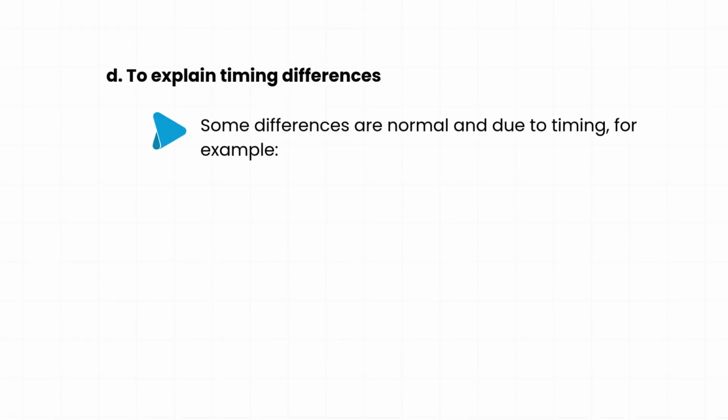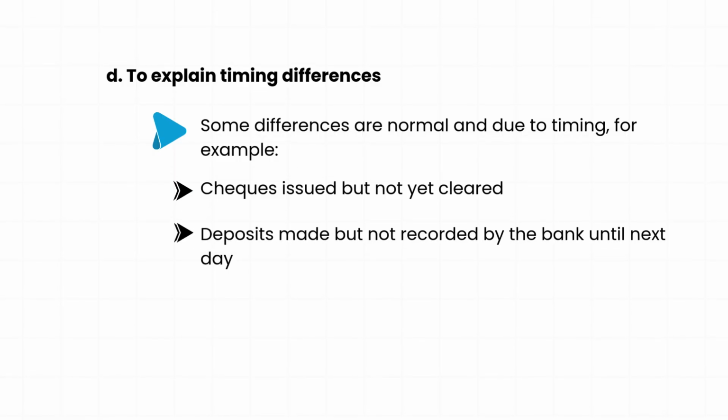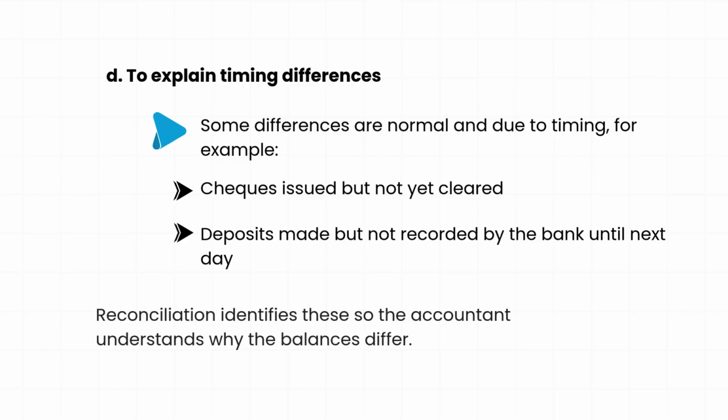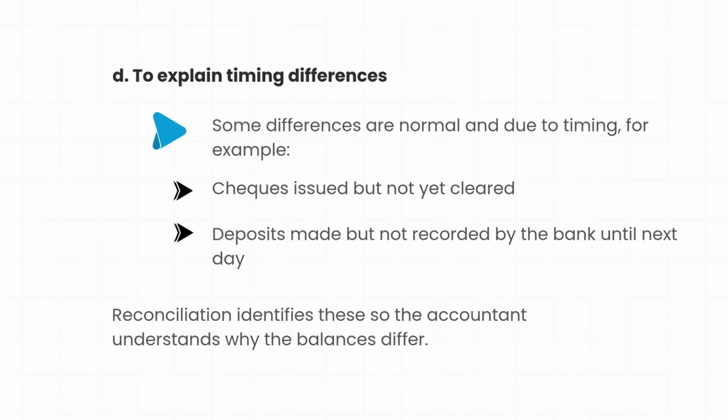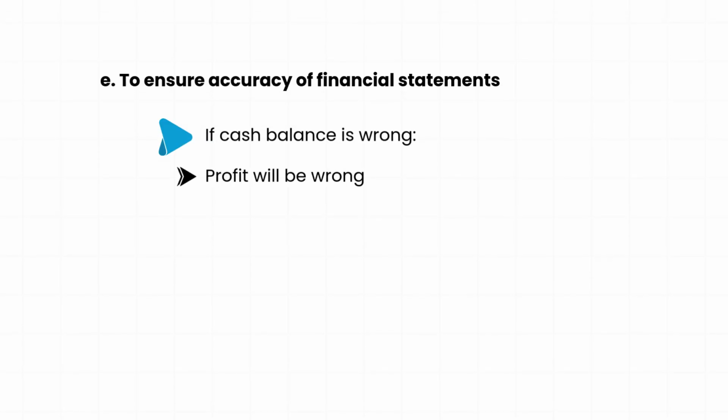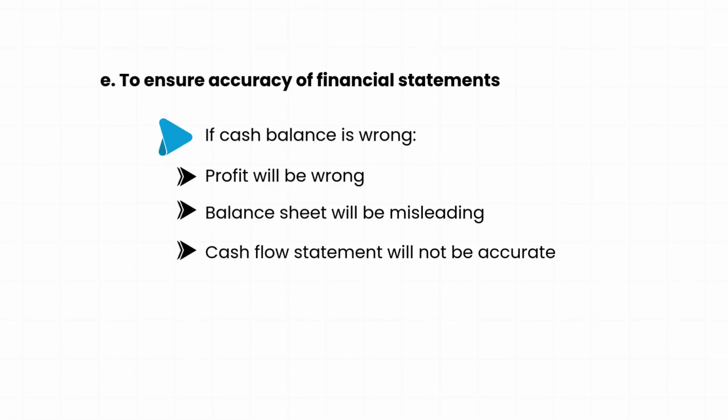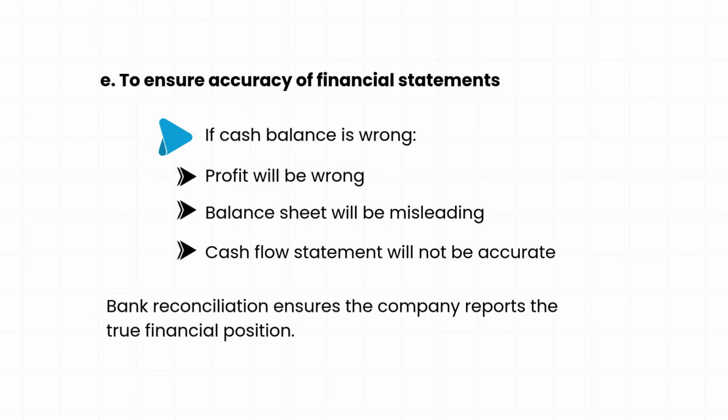D, to explain timing differences. Some differences are normal and due to timing, for example, checks issued but not yet cleared, or deposits made but not recorded by the bank until the next day. Reconciliation identifies these so the accountant understands why the balances differ. E, to ensure accuracy of financial statements. If the cash balance is wrong, profit will be wrong, the balance sheet will be misleading, and the cash flow statement will not be accurate. Bank reconciliation ensures the company reports the true financial position.